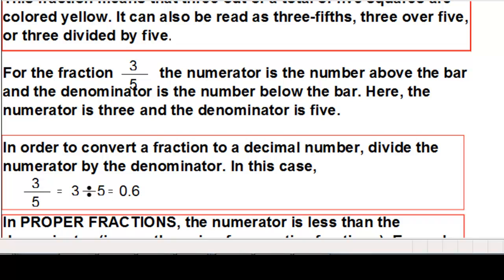For the fraction 3/5, the numerator is the number above the bar, and the denominator is the number below the bar. Here the numerator is 3 and the denominator is 5.